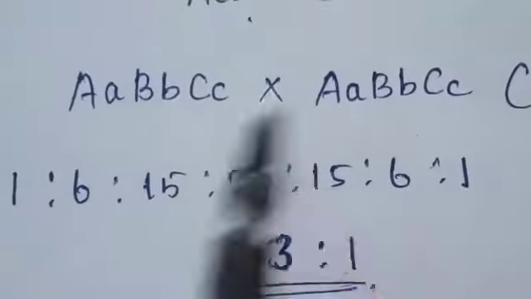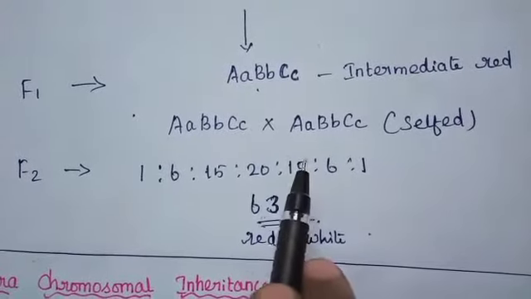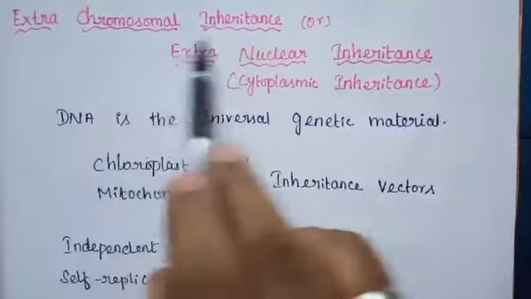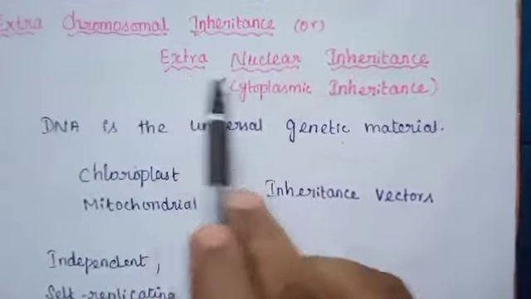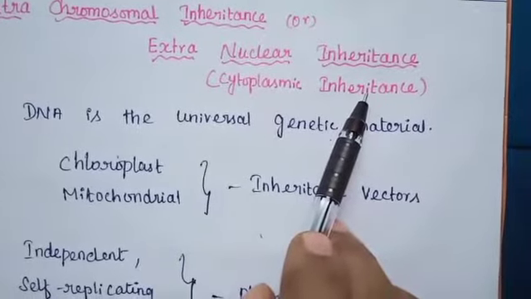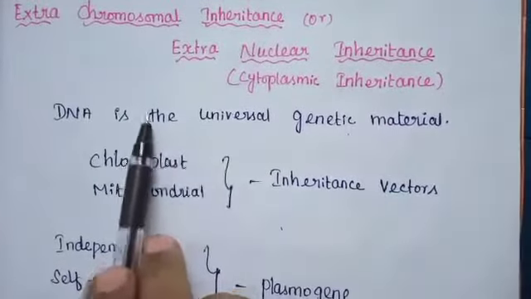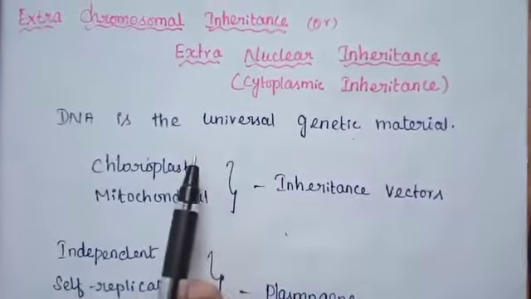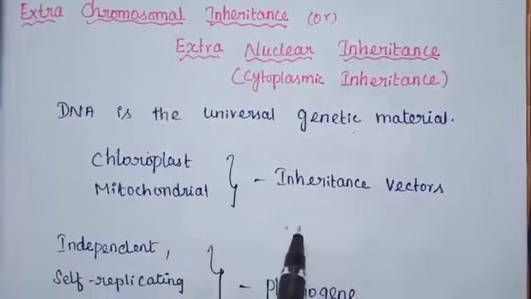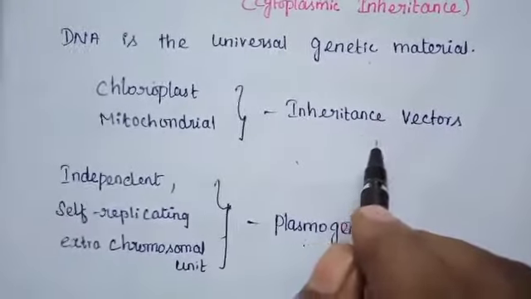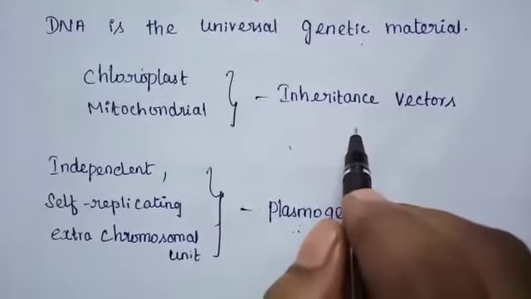So this is the polygenic inheritance in wheat kernel color. Next topic, extrachromosomal inheritance, or extranuclear inheritance, or cytoplasmic inheritance. You know very well, DNA is the universal genetic material. Genes are located in the nuclear chromosomes. In the nucleus, chromosomes are present, and on the chromosomes genes are present.